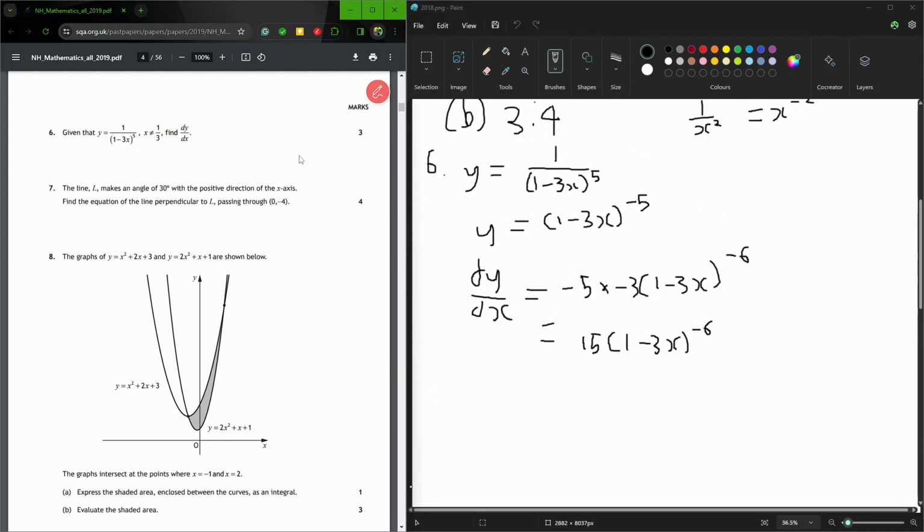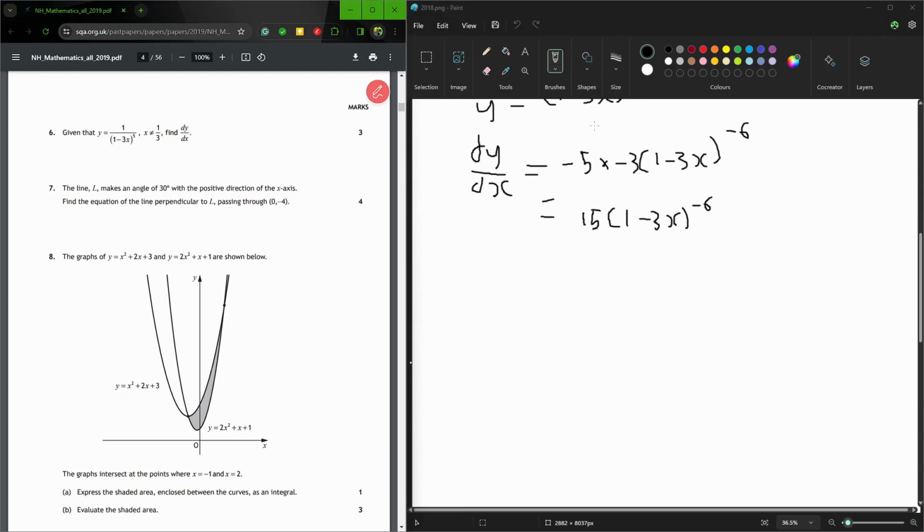7. The line L makes an angle of 30 degrees with the positive direction of the x-axis. Find the equation of the line perpendicular to L passing through the coordinate 0, 4. 4 marks, so slightly harder than usual. Well, what on earth does this word jargon mean? Because it seems pretty darn silly. And yeah, they can definitely scare you.